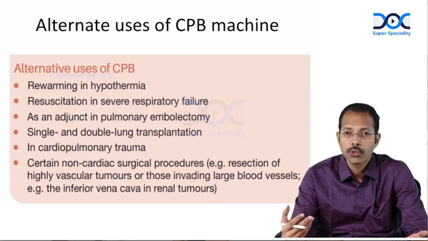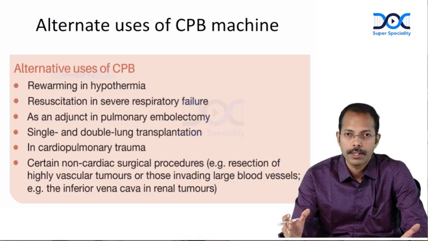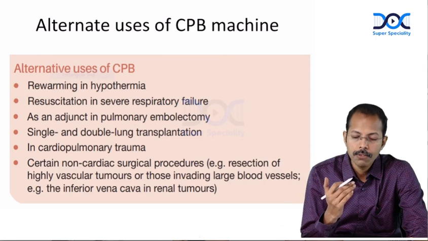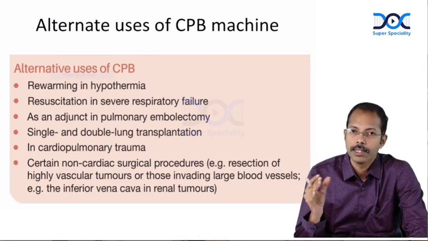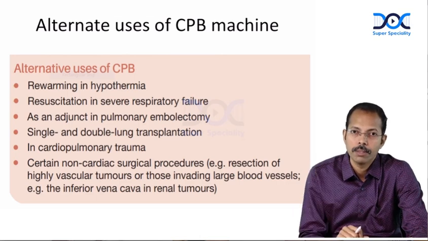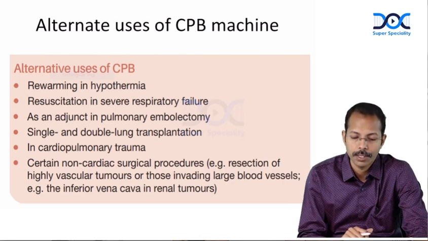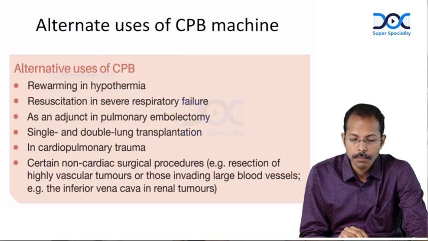What are all the alternate uses of CPB? Whenever new points have been added, you people have to pay attention to that. Alternate uses of CPB: we can use it for rewarming. When the patient has hypothermia from some other condition, we can put the patient on CPB and rewarm the patient from hypothermia. And in case of severe respiratory failure also, it will be used as resuscitation, and as an adjunct in pulmonary embolectomy.